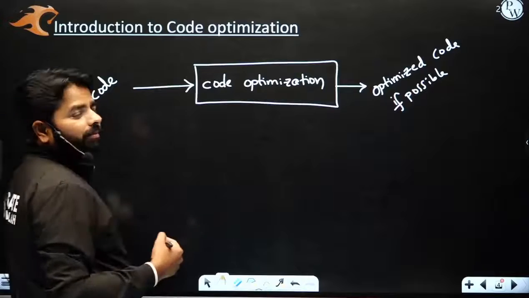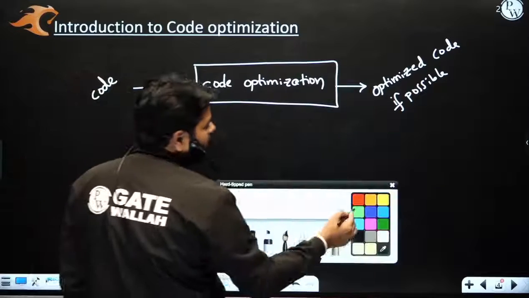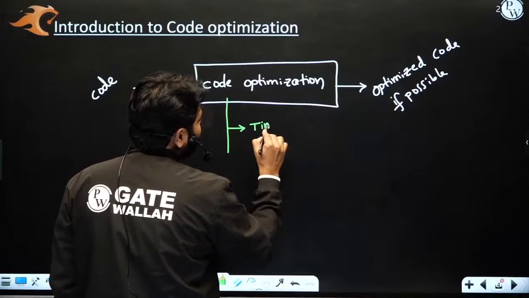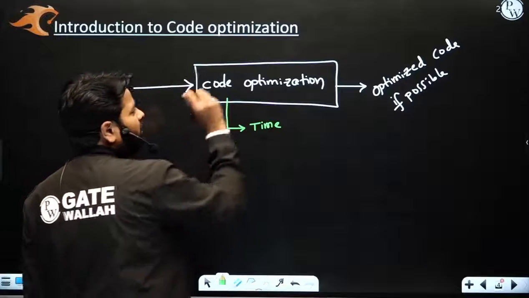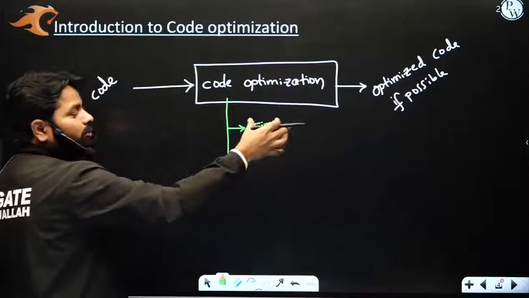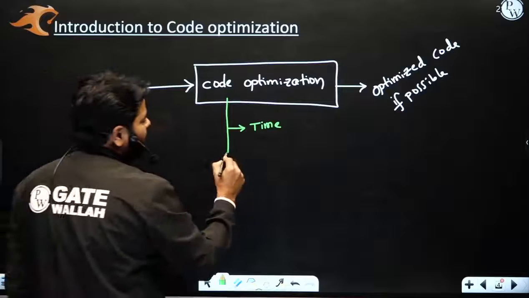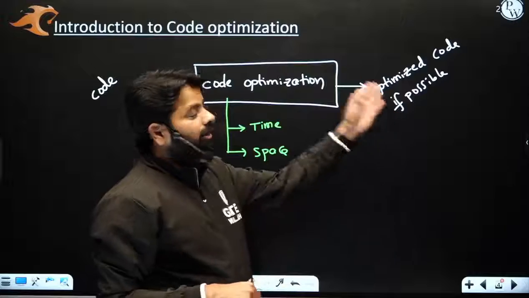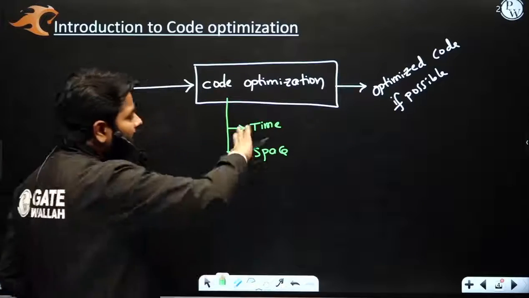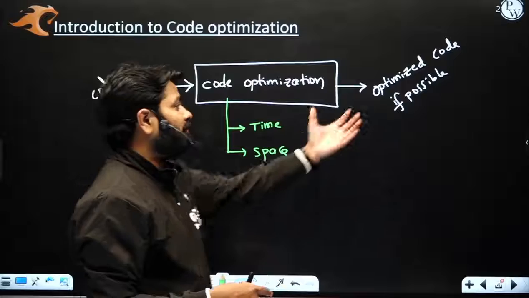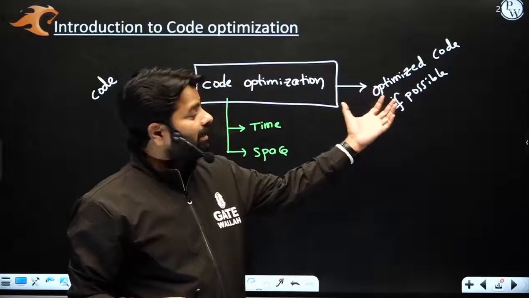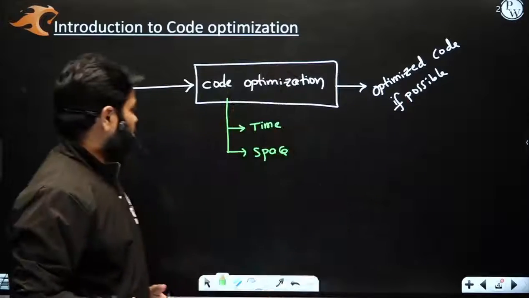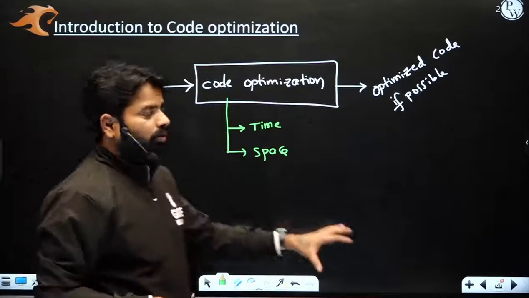Now, what is code optimization? It basically works on two levels: time, so this code might take less time to run compared to the given code, or space, so this code might take less space compared to the given code, or it might save both run time and space. This is about code optimization.